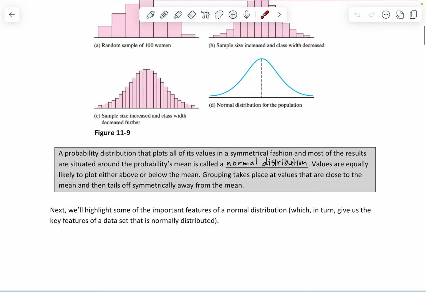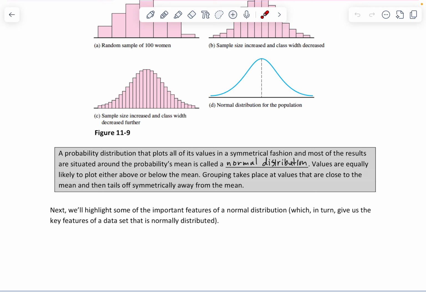So an official definition of a normal distribution: it's a probability distribution that plots all of its values in a symmetrical fashion, and most of the results are situated around the probability's mean. It's called a normal distribution. Values are equally likely to plot either above or below the mean. Grouping takes place at values that are close to the mean and then tails off symmetrically away from the mean.